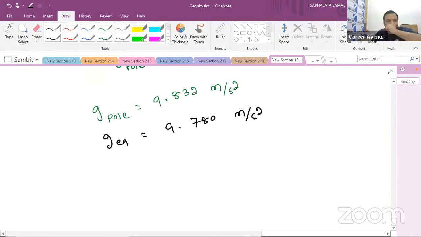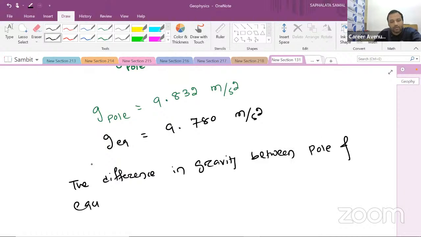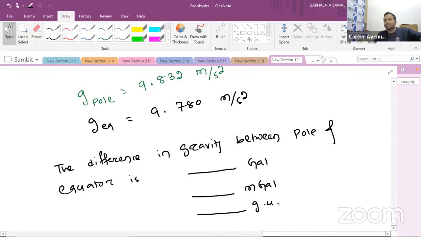Now your job is to find out the difference in gravity between pole and equator, in gal, milligal, and gravity unit. Find it out, pretty easy. Just subtract the two values, and convert meter per second square to gal, milligal, and gravity unit. Easy, no? This kind of question often comes in the examination.